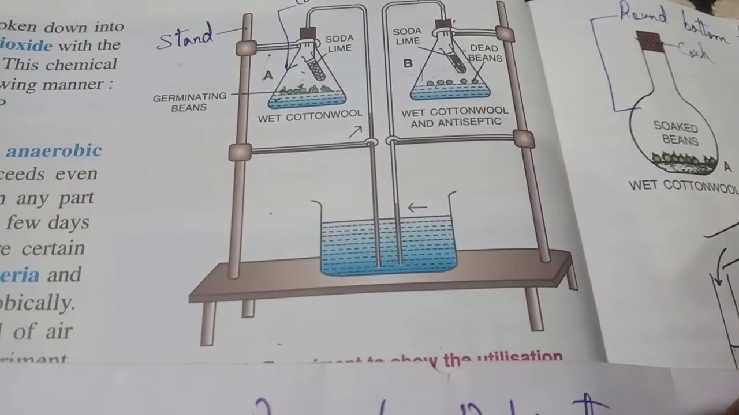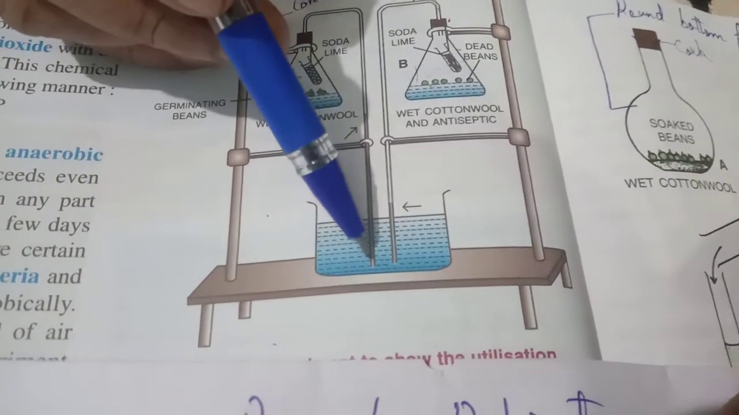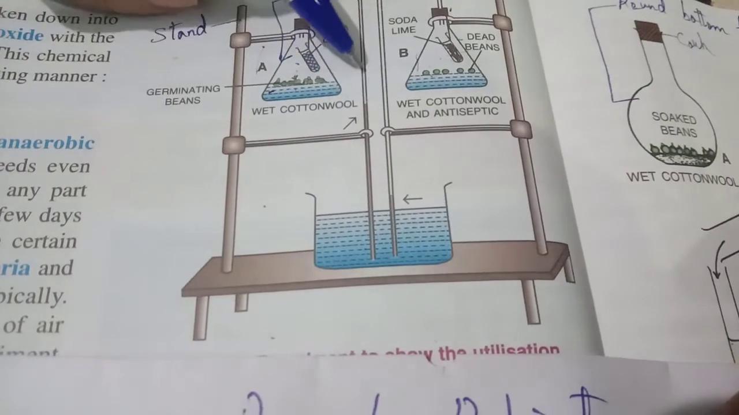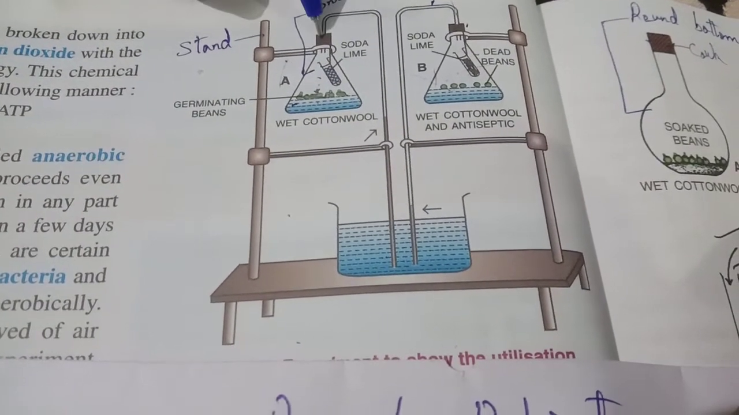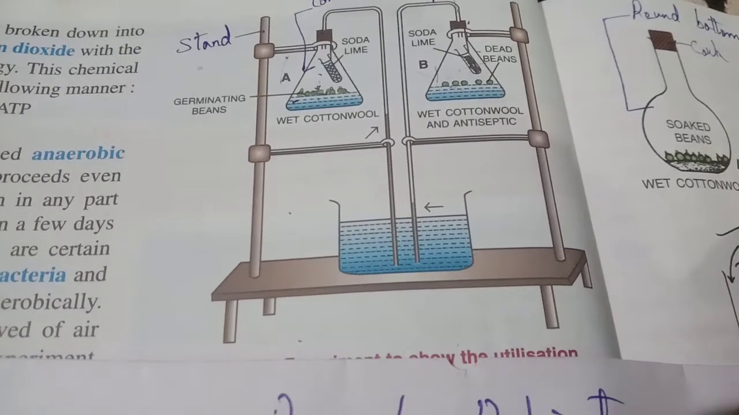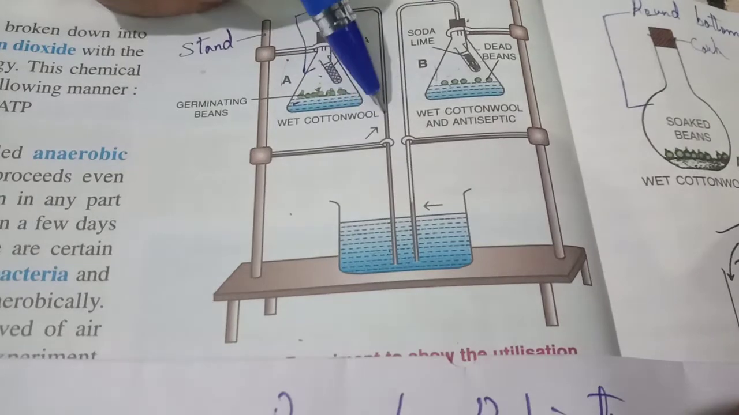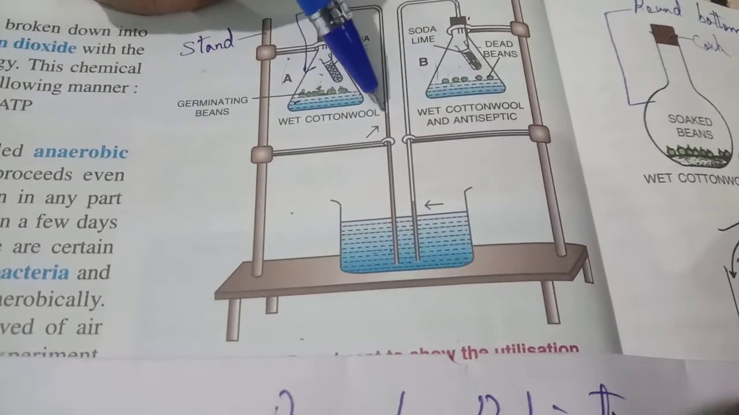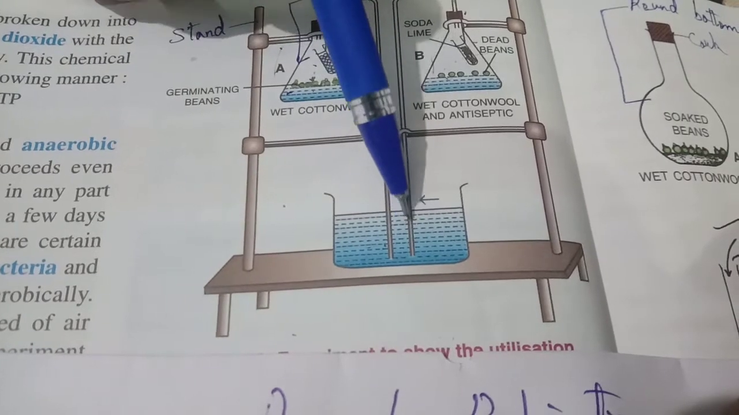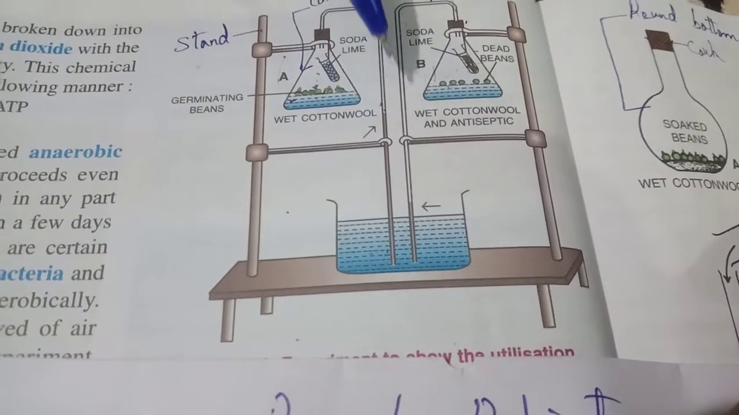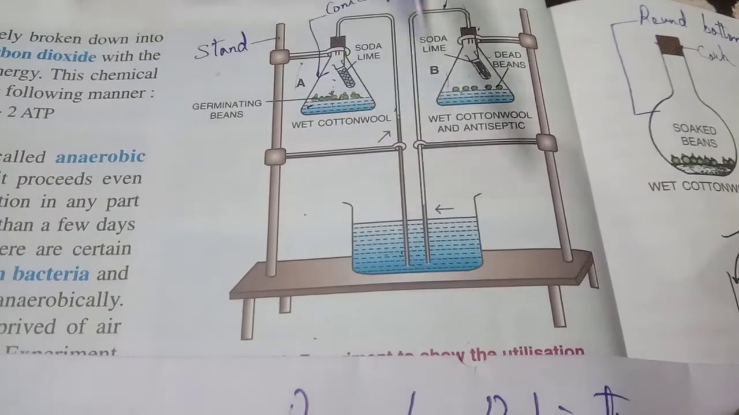Clear? Now, what do we observe? We observe that there is a rise in the level of water in this delivery tube. These two are the delivery tubes and this is the cork. Clear? Now, what do we find? Water rises in this delivery tube up to a certain level, whereas the rise of water in the delivery tube passing from flask B is less.